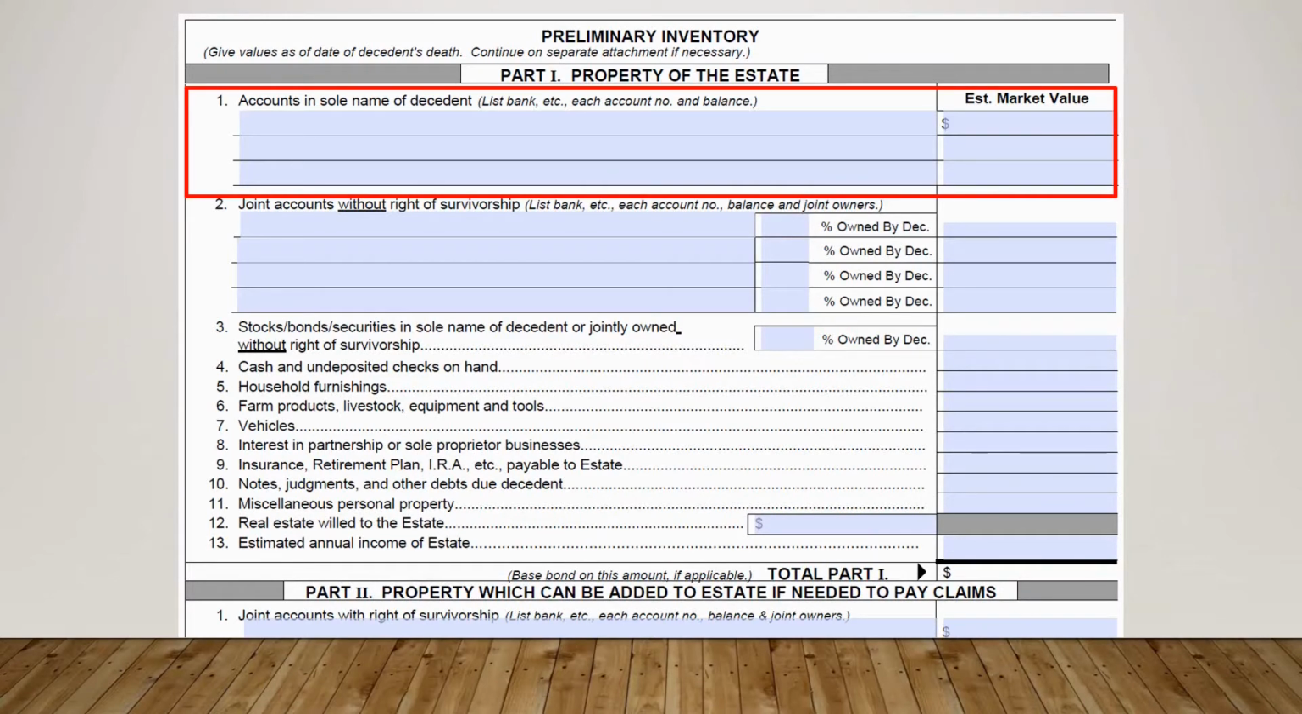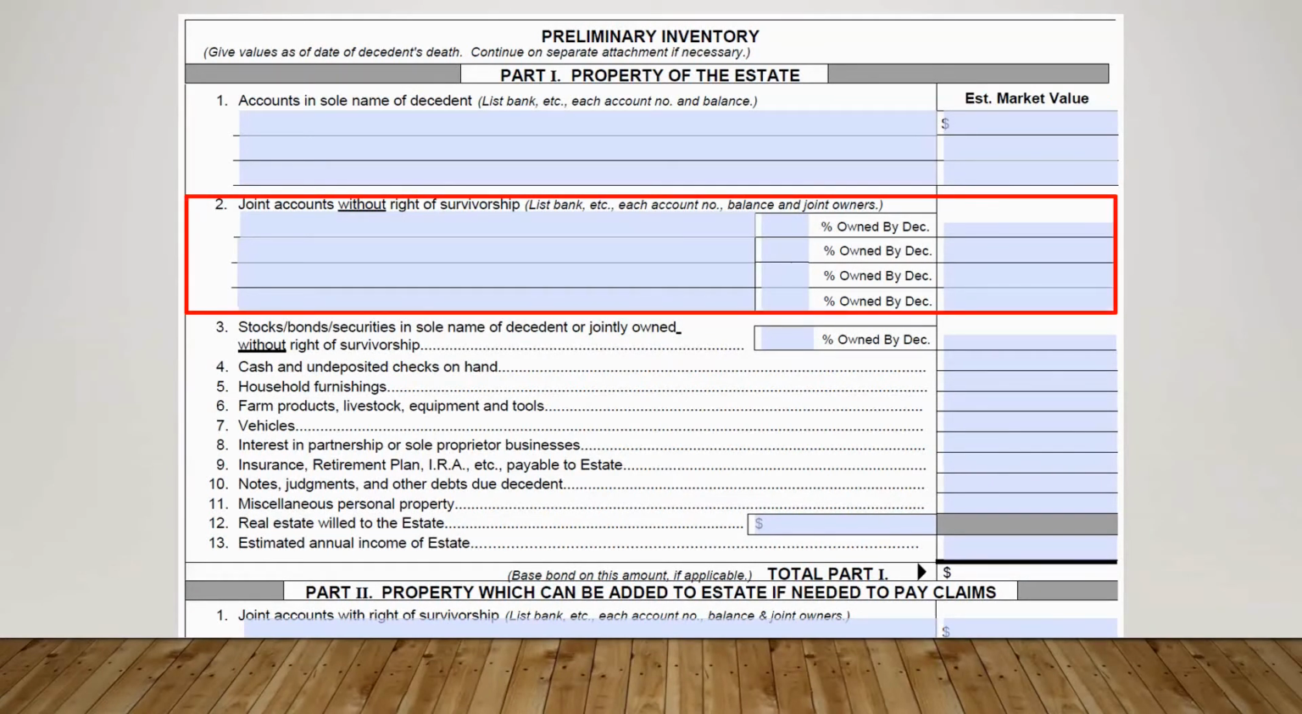List any accounts that are in the decedent's name only. Be sure to include the bank's name, each account number, and the amount remaining in the account. List any account that the decedent shared with another person, but that did not automatically transfer to the survivor upon the decedent's death. Be sure to include the bank's name, each account number, the amount remaining in the account, and the names of the other account owners. Also include the percentage of the account that the decedent owned.